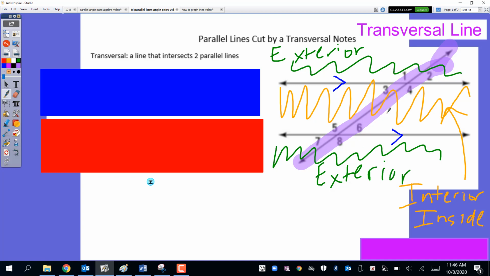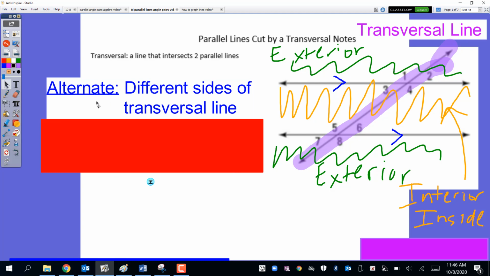So that's how we describe position relative to the two lines. Is it between, inside, or is it outside, which would be exterior? And then we also have a way of describing whether the angles are on the same or different sides of the transversal, this purple line that I highlighted. Alternate is how we describe angles on different sides of the purple line. Like angle 3 is on the left side of the purple line and angle 6 is on the right side. So they would be alternate because they're on different sides.